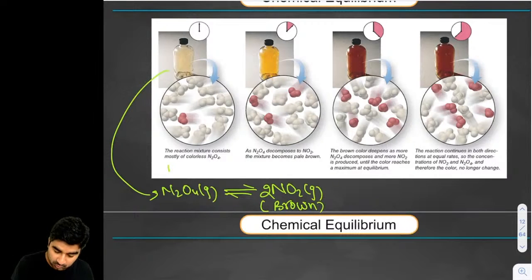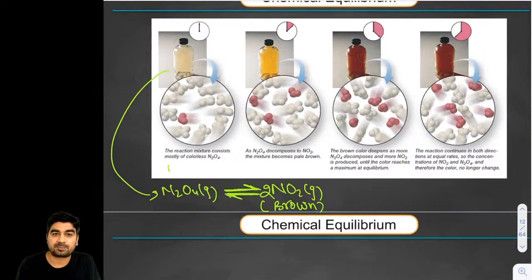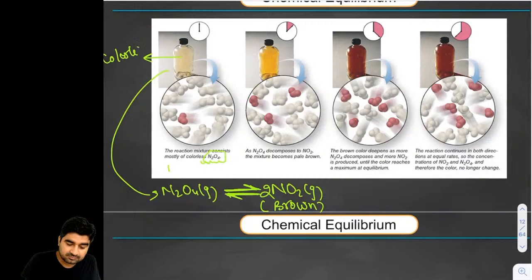And why do I put two arrows here? Because one arrow represents forward reaction, another arrow represents backward reaction. So forward and backward reaction, to distinguish them, I use this. So what is going on exactly here? Initially, you can see this reaction mixture consists of mostly N2O4, and this is colorless.